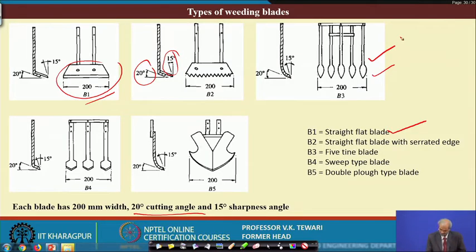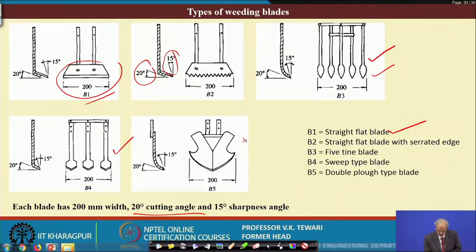In fact, out of these two, this is another sweep type one, at 200 mm again, but these are all of the same size, with different shapes depending on where they are used. So, these ones are for where the row to row spacing is slightly smaller, and there you want to go in between and cut.